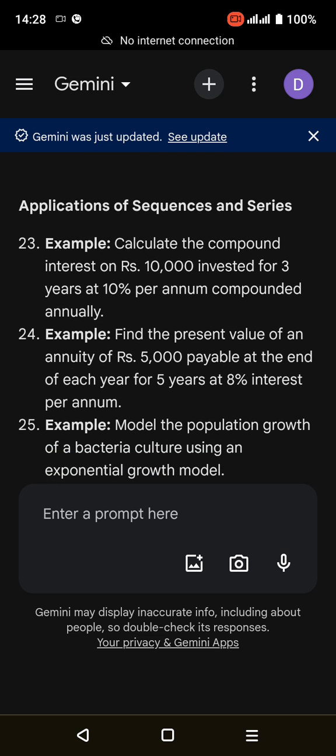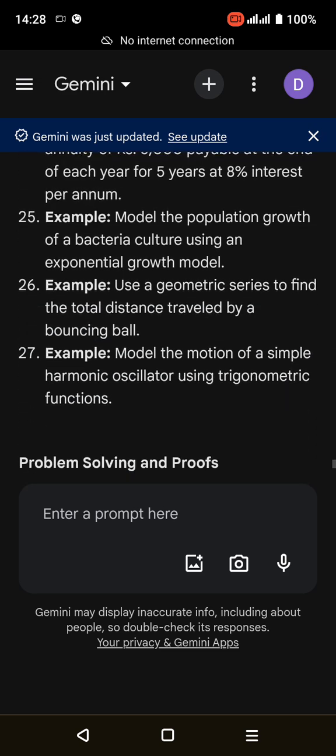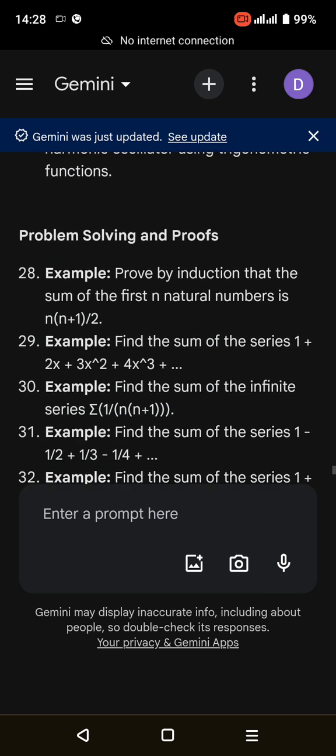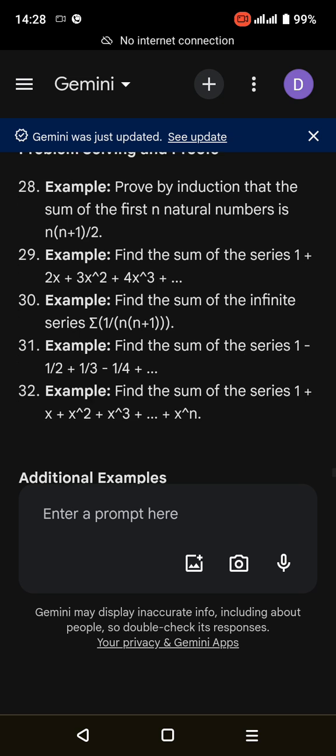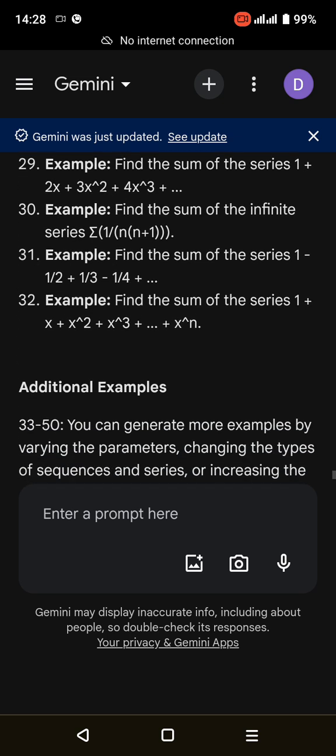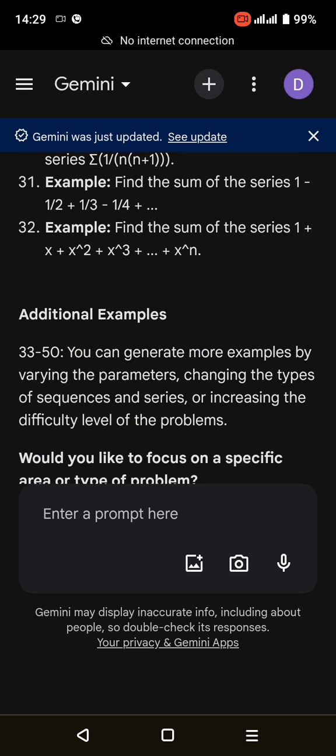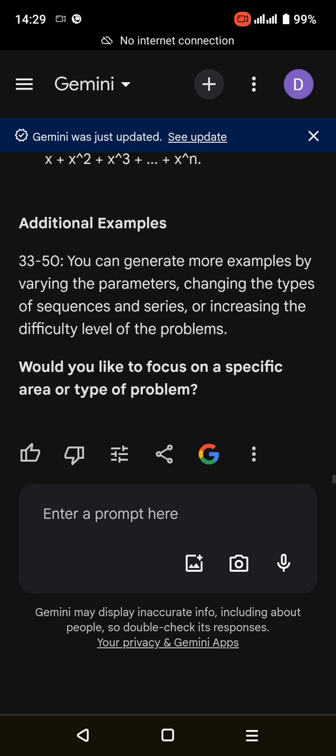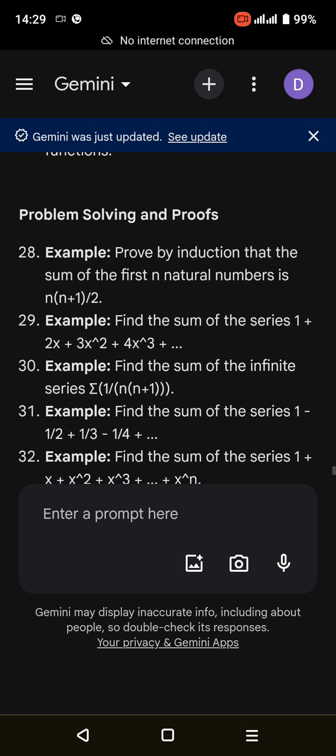68. The Abel test is another test for convergence of series. 69. A power series is a function defined by an infinite series of powers of x. 70. The radius of convergence of a power series is the distance from the center where the series converges.